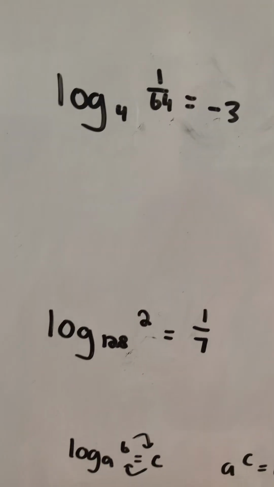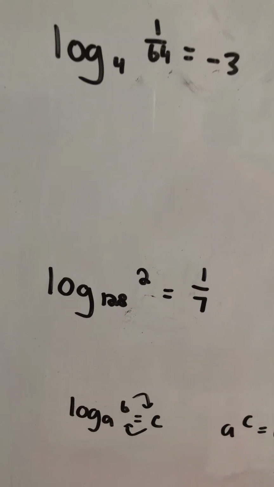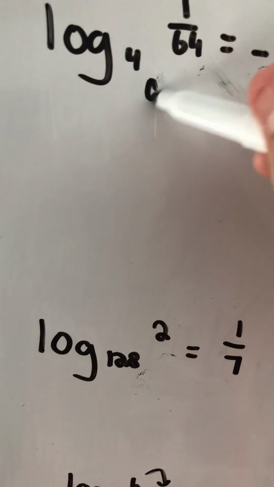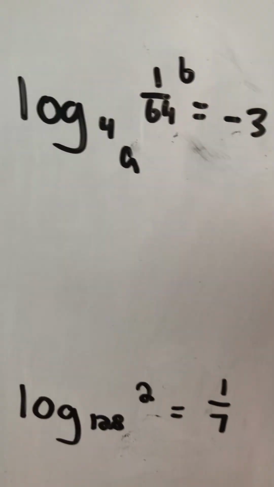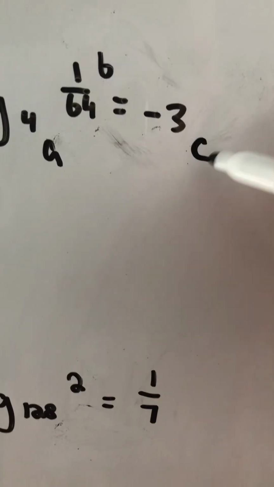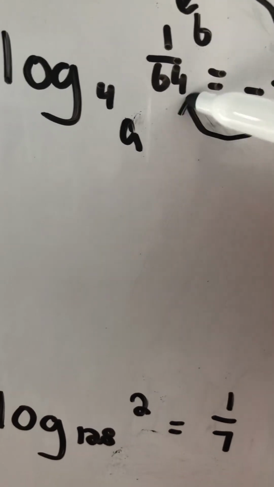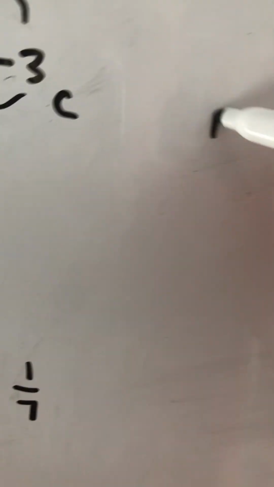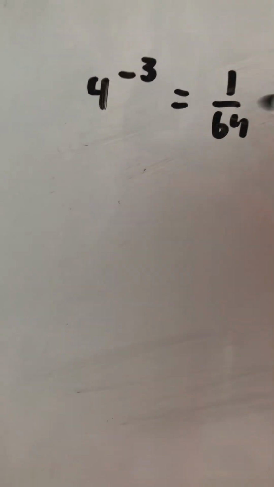Alright, so what I'm going to do is I'm going to quickly apply it to these problems. So I have log base 4 of 1 over 64 is equal to negative 3. So what I'm going to do is I'm going to quickly identify what a, b, and c are. So a, the base, is 4. B is going to be 1 over 64, and then C is going to be negative 3. So I'm going to just move around the negative 3 and 1 over 64 and get rid of the log. So 4 to the negative 3 is equal to 1 over 64.